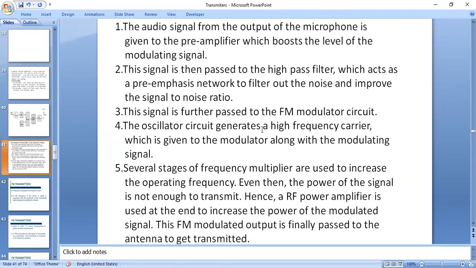The signal is further passed through the FM modulator, which is a frequency modulator circuit. This generates a high frequency modulated signal, which is passed through the frequency multiplier sections in order to increase the operating frequency. Then, as the power of the modulated signal is not sufficient, it is given as input to the RF power amplifier, which increases the power level of the modulated signal so that it can travel long distances. Finally, the FM modulated output is passed through the antenna to get transmitted.